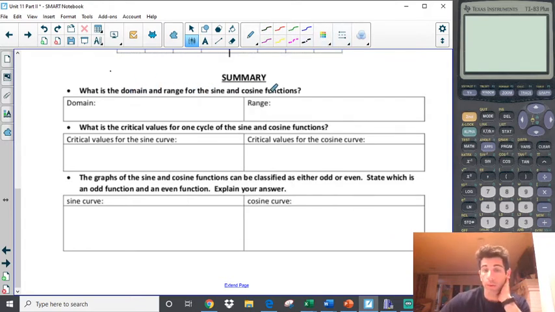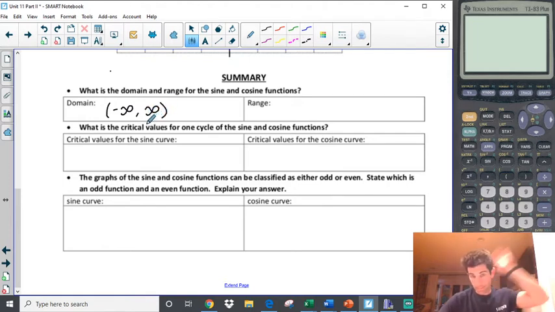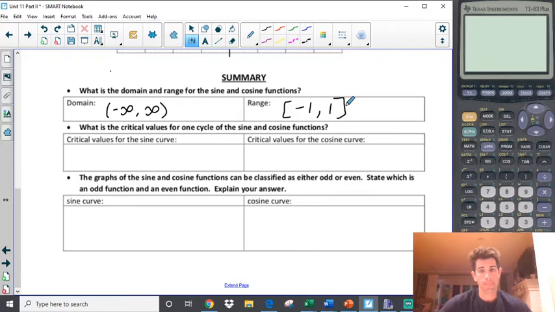Okay, the domain and range. For sine and cosine, your domain was going from negative infinity to positive infinity. Both of them, your range, that's your y value. The lowest point was at negative 1. The highest point was at positive 1.